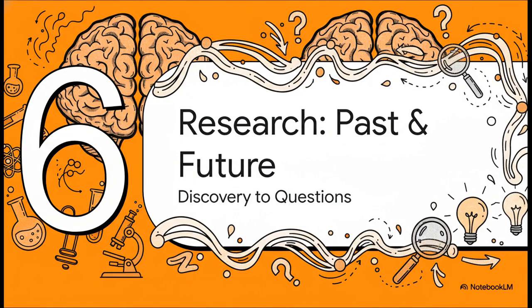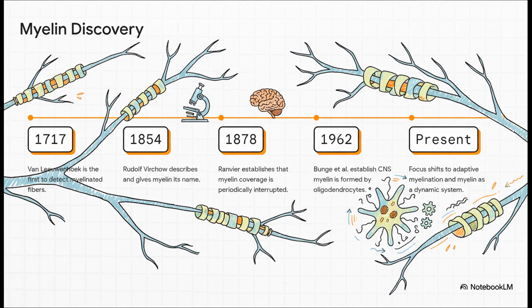To conclude, let's briefly review the history of myelin research and highlight some of the key questions that are driving the field forward today. The study of myelin has a long history, starting with its first observation all the way back in 1717. Key milestones include it being named by Virchow in 1854, Ranvier's identification of the nodes in 1878, and the confirmation in 1962 that oligodendrocytes are the source of CNS myelin.